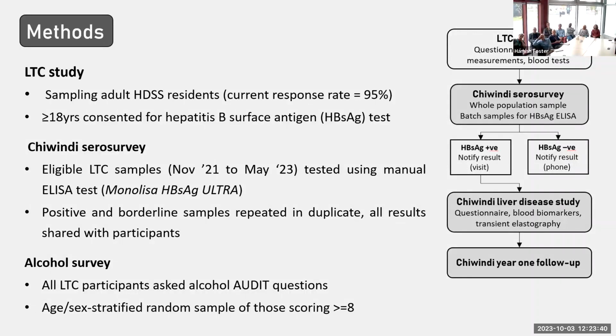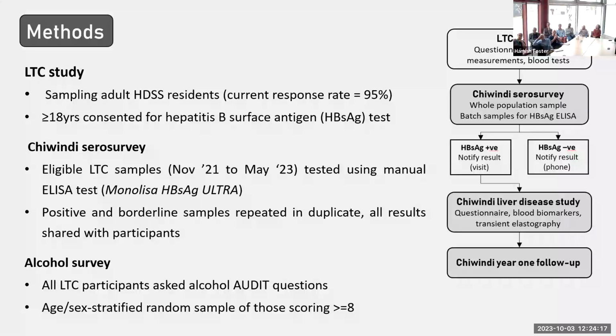And we collected samples between November 2021 and May this year. In total, we collected about 4,500 samples and tested them in our lab using a manual ELISA test. And then we would repeat all of our positive samples in duplicate and share all of the results with our participants. So positive results and also negative results, which is quite a big job of work in a setting where a third of people don't have access to a mobile phone. So there's a huge amount of resource that went into sharing those results. But through that, we've really helped to raise awareness, particularly around hepatitis B, in the community.